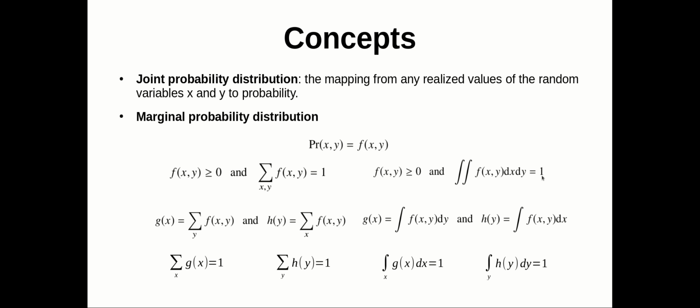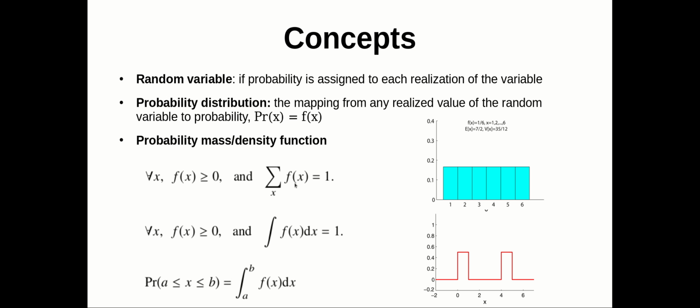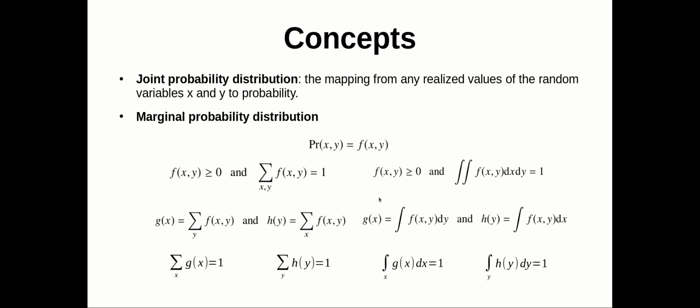This follows from the first axiom of the probability density or mass function. And then we have to remember that the probability distribution has to be larger than or equal to 0. It cannot be negative. That's the joint probability distribution.